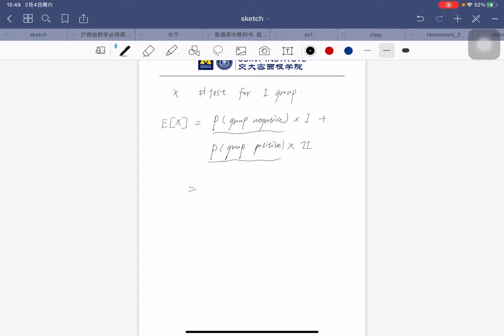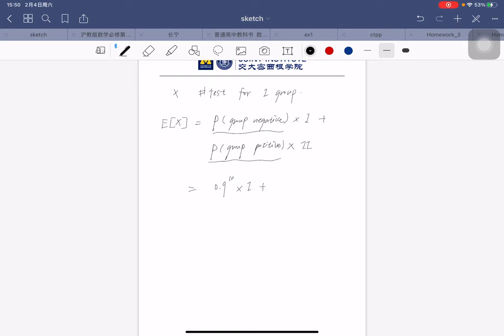If we consider the group result is negative, which means everyone in the group, their blood result is negative. So for each person, the probability of having a negative result is 0.9. So for a group of 10 people, nobody in this group is positive. The probability will become 0.9 to the power of 10 and multiply by 1.